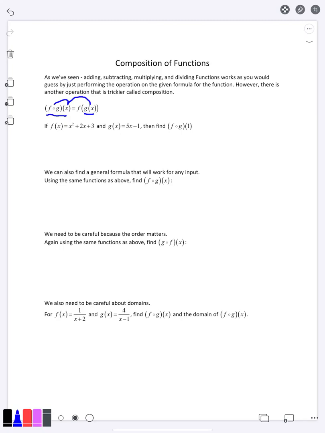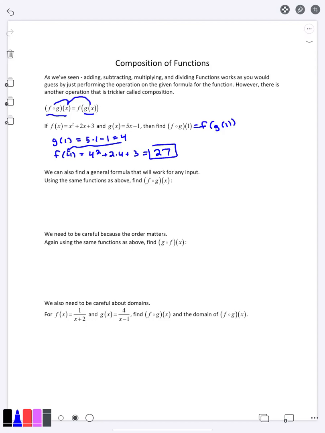So what do we see here? This is supposed to be plug 1 into g, get an answer, and then plug that answer into f. So what happens if I plug 1 into g here? It'd be 5 times 1 minus 1, which is 4. And then we're going to take that number and plug it into the other function, f. And so I'd have 4 squared plus 2 times 4 plus 3. And we're going to get 16 plus 8 is 24 plus 3 is 27. And so that would be the value we get out here.